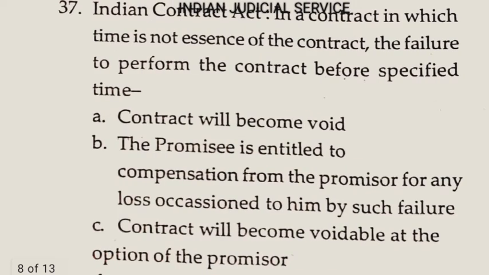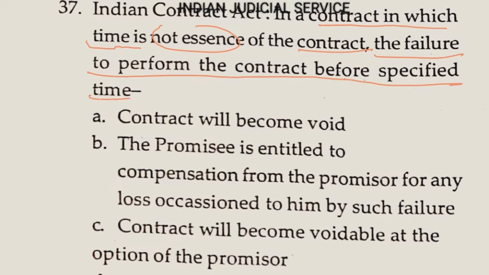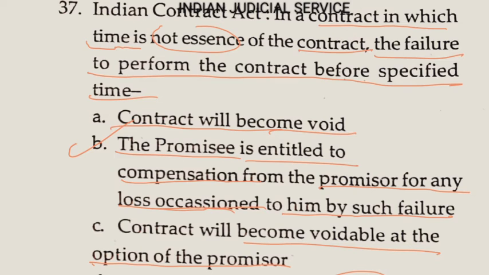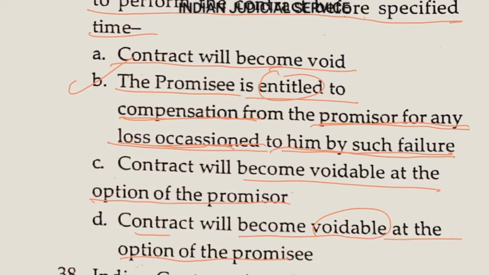Now question number 37, Indian Contract Act. In a contract in which time is not the essence of the contract, the failure to perform the contract before the specified time: option A, the contract will become void; option B, the promisee is entitled to compensation from the promisor for any loss occasioned to him by such failure; option C, the contract will become voidable at the option of the promisor; and the last one, the contract will become voidable at the option of the promisee. So the answer is option B. The promisee is entitled to compensation from the promisor for any loss occasioned to him by such failure. So the answer here is option B.